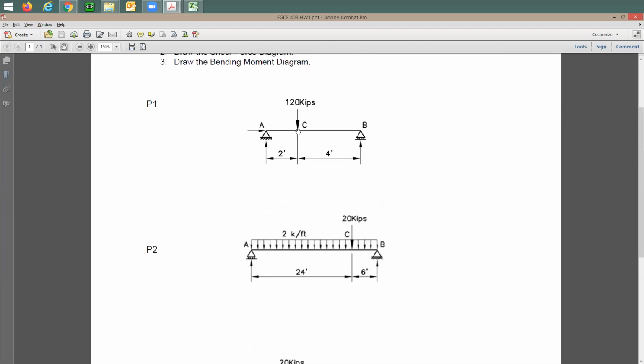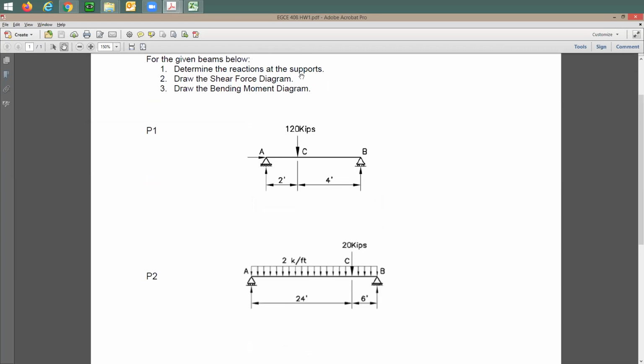Okay. So for each one of them, you need to do the reactions, do the shear force diagram, and also the bending moment diagram. Any questions on that? Yes, I have a question here about will we be able to submit the homework as a PDF online? I'm going to say yes, it's going to be PDF online.